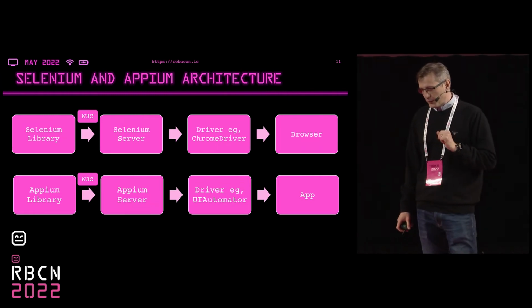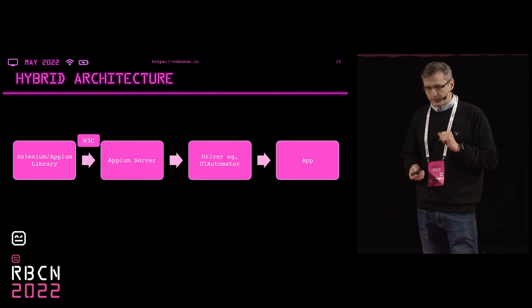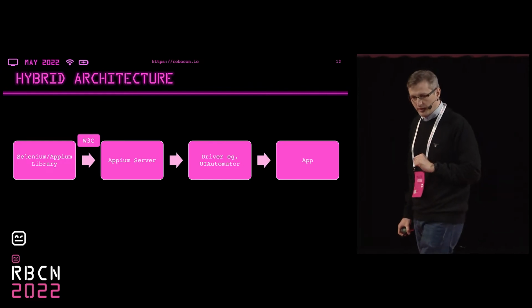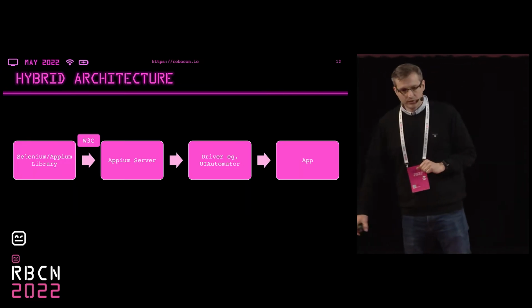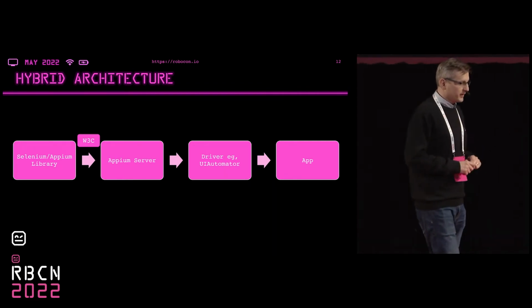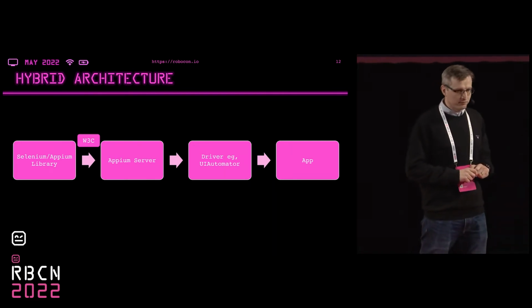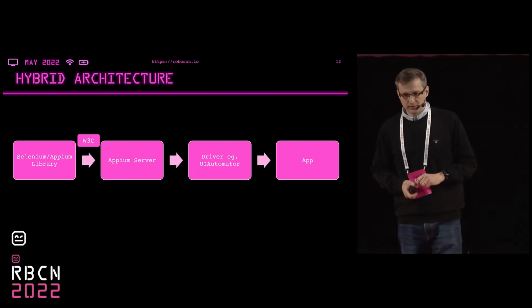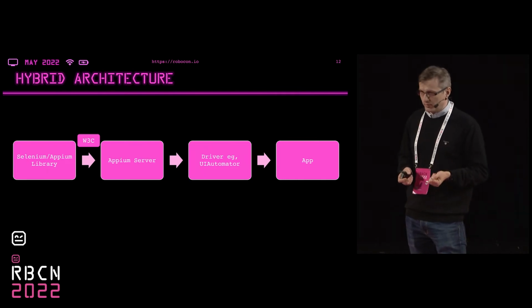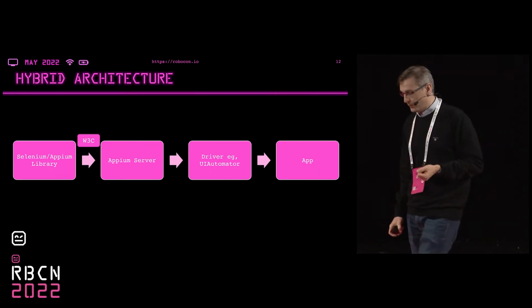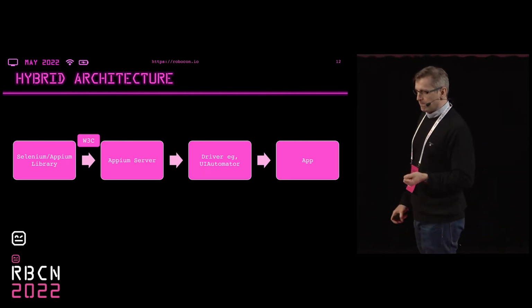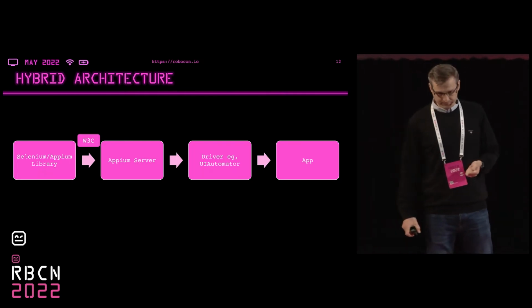So what I wanted to achieve is that both the Selenium and Appium libraries will communicate directly to the Appium server. And then the Appium server will decide which driver needs to be used. Is it going to be the driver that will communicate with the native part of the app, or is it going to be the driver that will communicate with the web part of the app?